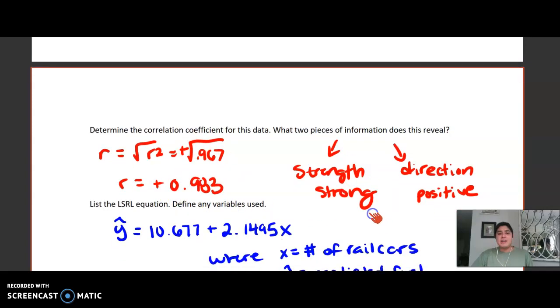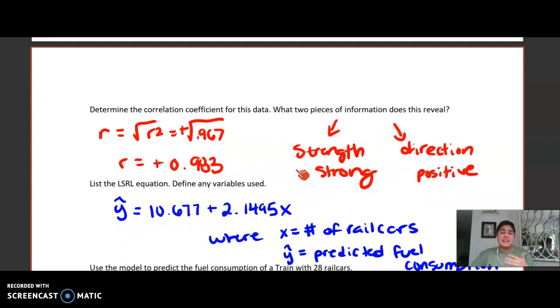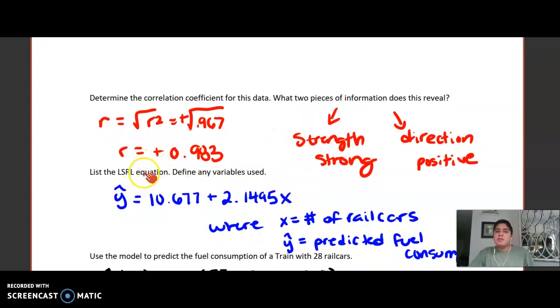Now from the correlation coefficient, I get the strength, which here is strong because it's above 0.8. And I have direction, which here is positive because of the sign of the correlation coefficient. Now, again, to assess the linearity, we need the scatter plot and the residual plot, but don't worry, it's coming up shortly.